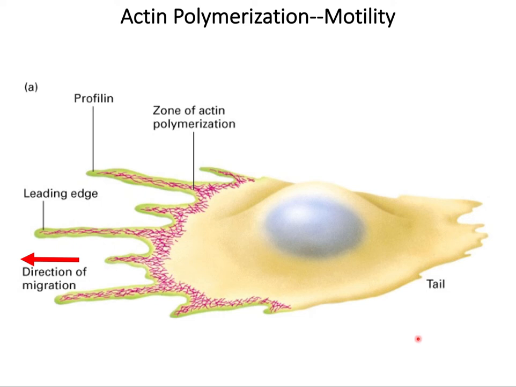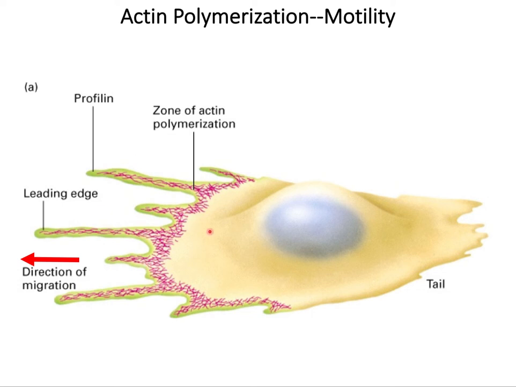Here is another motile cell. I know it looks like a fried egg. Anyway, in this case, it is moving in a direction from the right towards the left, like the arrow. You can see the zone of actin polymerization shown here by all of these pink fibers. As these actin filaments grow, profilin is permitting the growth of these filaments. You have an extension of this membrane, which facilitates the movement of the cell.